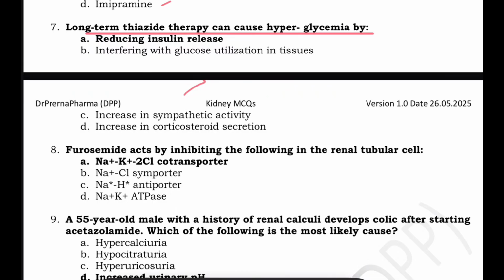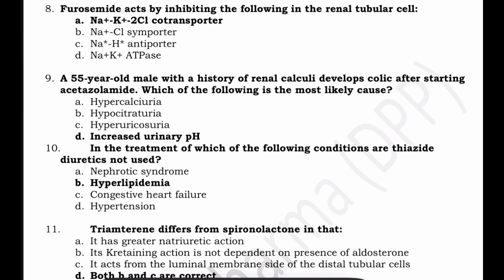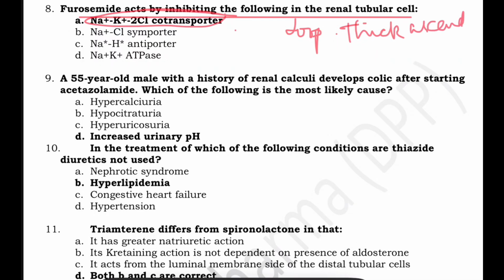Long term thiazide therapy can cause hyperglycemia. If given for a long time, it causes hyperglycemia by reducing the insulin release. Thiazides decrease the insulin release. So this can result in carbohydrate intolerance and diabetes mellitus. Furosemide acts by inhibiting the following in the renal tubular cell. Furosemide is a loop diuretic, and it basically inhibits the sodium potassium 2 chloride co-transporter, and this is inhibited in the thick ascending limb of loop of Henle, right?